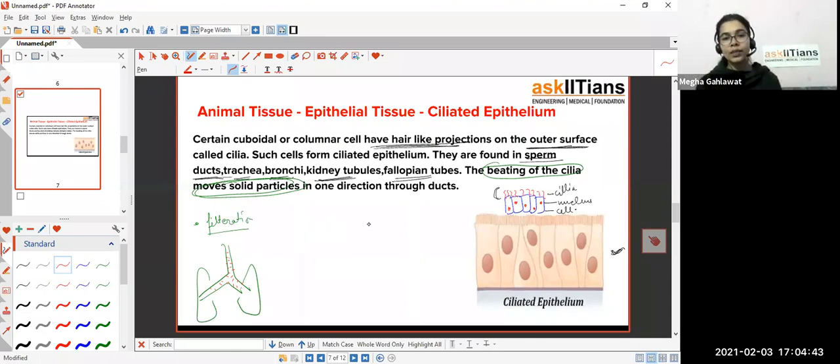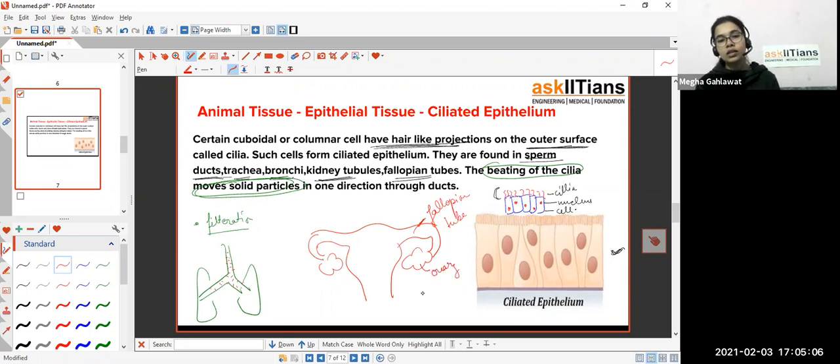Next thing is the female reproductive system. Let's say we are talking about the female reproductive system, and these are the ovaries. So this is the fallopian tube, also called the oviduct for that matter, and it is attached to the ovary. Now this is the cervix, this is the vagina, and this is the uterus right here.